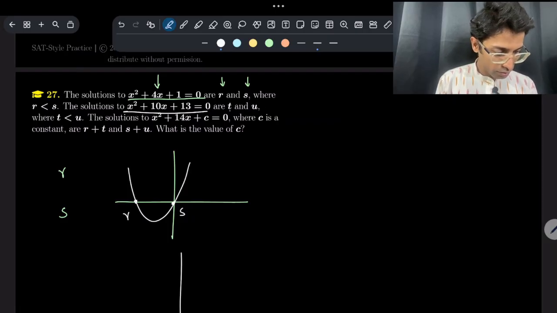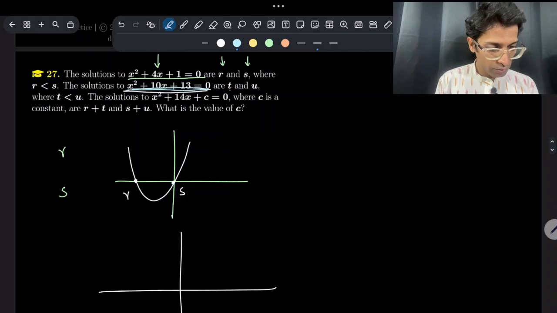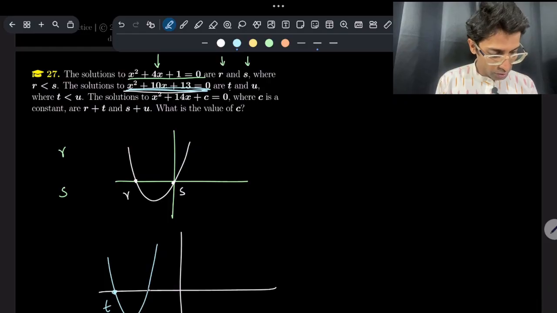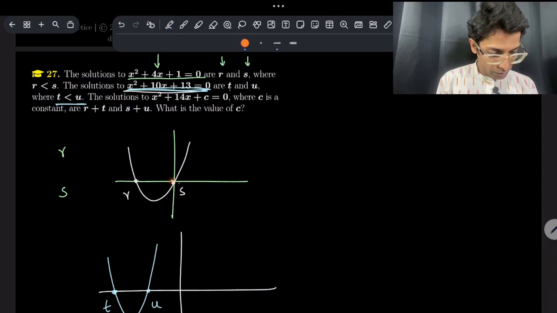So, if I plot this second equation over here, let us say it comes out to be like this. If one solution is T, it should be here, and another solution is U, it should be here, because T is less than U. So these are the placements of the roots. R and S should be like this, and T and U should be like this. T is less than U.